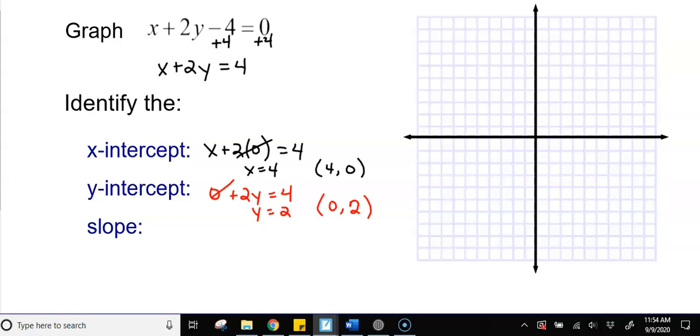All right, and then I'm just going to plot those 2 points. So 4, 0 over 4, up and down 0. Your y-intercept is at 0, 2. Draw as straight of a line as you can through there. And then slope, down 2, right 4.